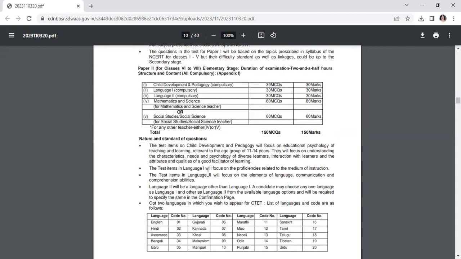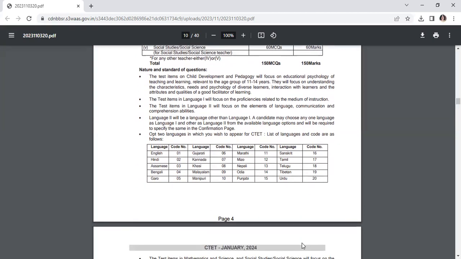The test items in language first will focus on the proficiencies related to the medium of instruction. The test items in language second will focus on the elements of language, communication, and comprehension abilities. Language second will be the language other than language first. A candidate may choose any one language as language first and the other as language second from the available language options and will be required to specify the same in the confirmation page. And the same numbers are there as above for the language code.